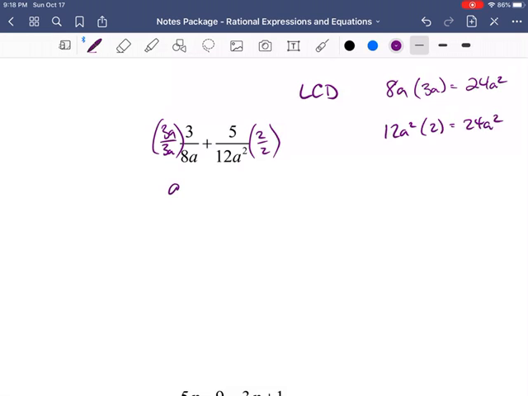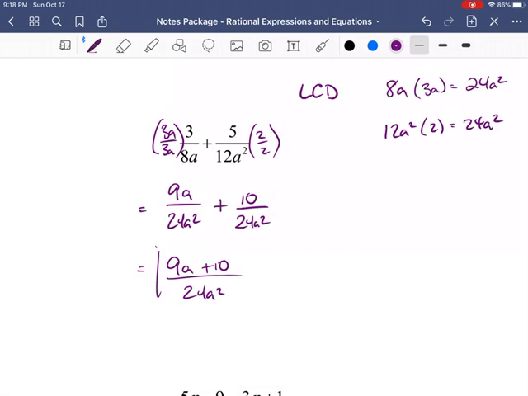So I end up with 9a over 24a squared added to 10 over 24a squared. Same denominator, so let's add our numerators. So 9a plus 10 over 24a squared, not whatever 24 multiplied by 24 is. Don't get tempted to change it to 48a squared. That's another one you'd see. Okay, and we will leave it like that. And our non-permissible values, not x, because we're not dealing with x, we're dealing with a. A cannot equal 0.